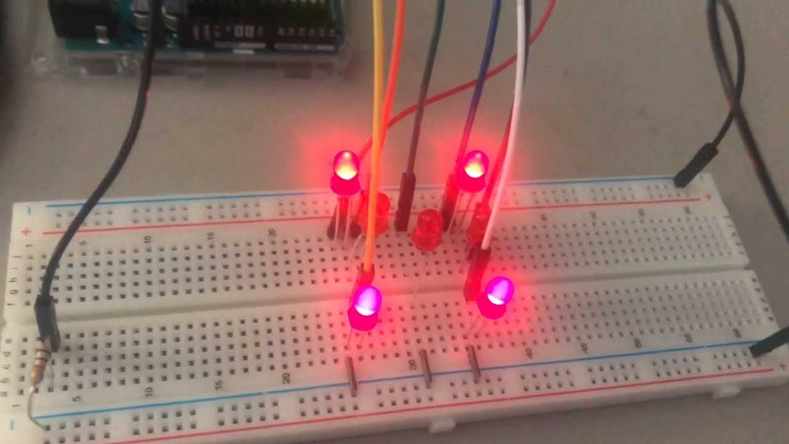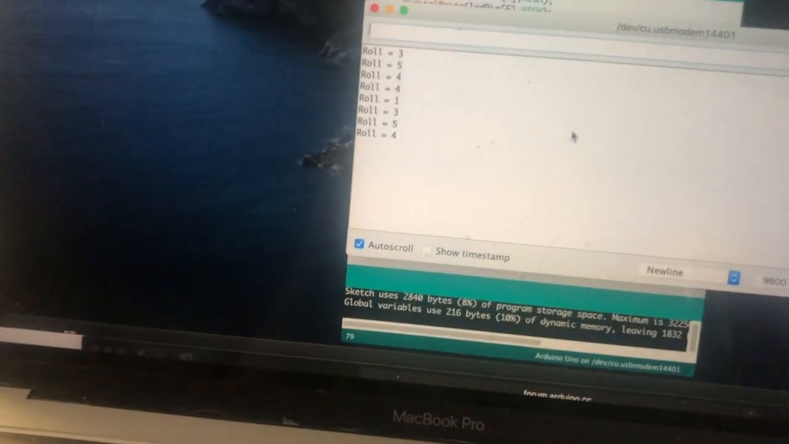Now I got a roll of 5. 5 LEDs are lit. Roll of 4. You'll see the monitor says roll equals 4.